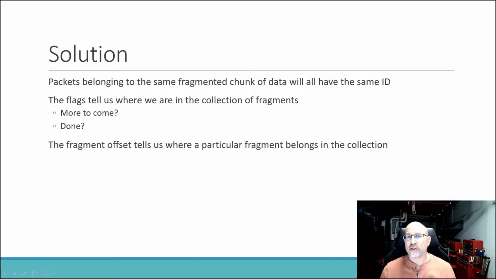So here's our solution to the fragmentation problem. Fragments belonging to the same data chunk that had to be chopped up will all have the same ID. The flags will help us with the fragments that we're collecting along the way. Are we still looking out for more, or do we finally get to the end of them? And then the fragment offset, as I said, is the thing that allows us to put them in the right order.